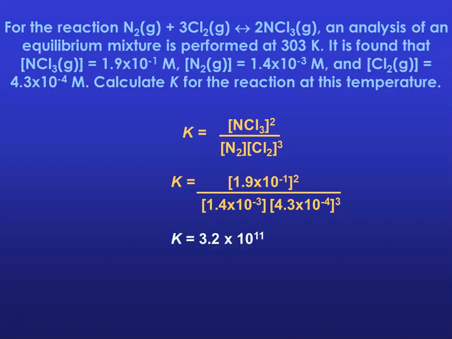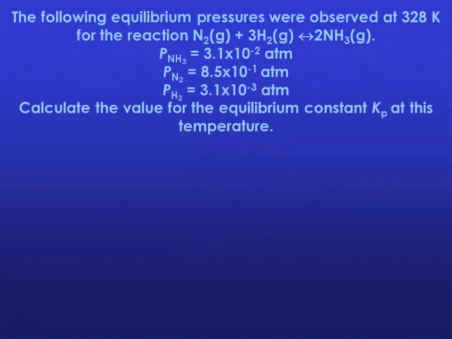So when I do my calculation, I get that this is a pretty large K. So it definitely favors the nitrogen trichloride being formed, the forward reaction, 3.2 times 10 to the 11th. And again, this is specific for the temperature that this reaction has been performed at, 303 Kelvin.